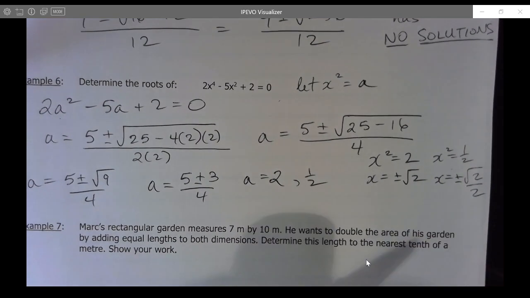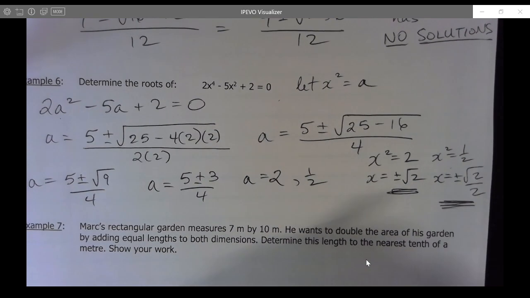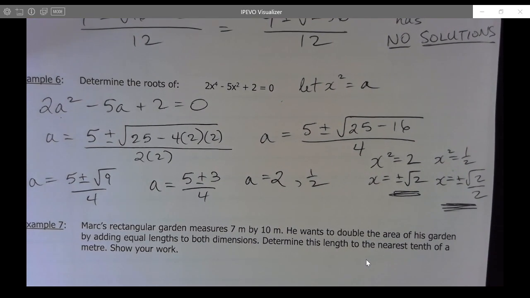Little throwback to trig. Remember how that works? We simplified the radical that way. And there's my final answers for example 6.